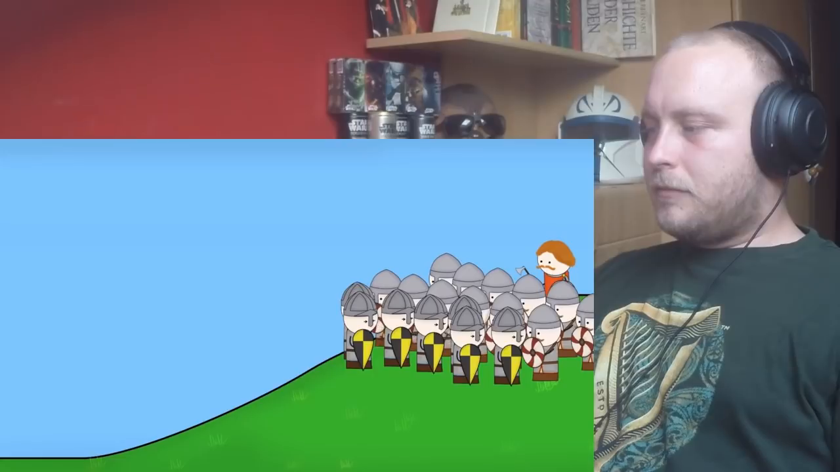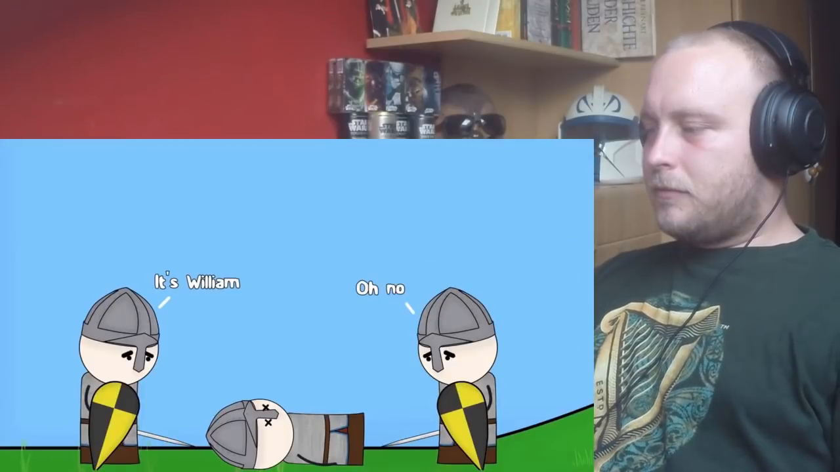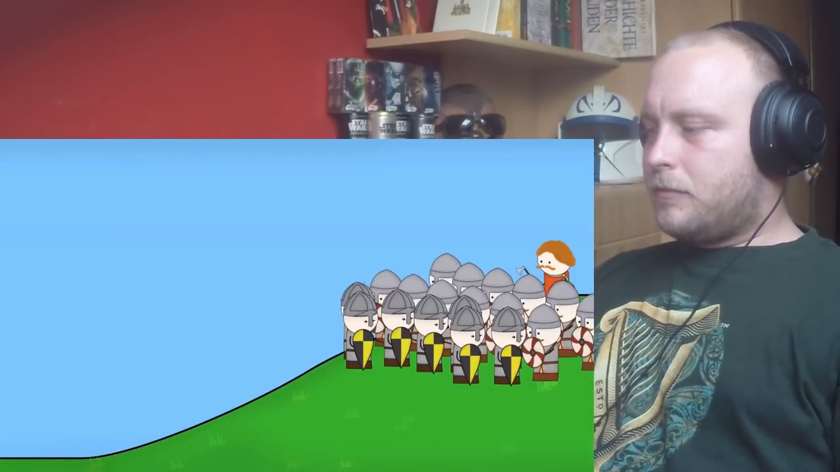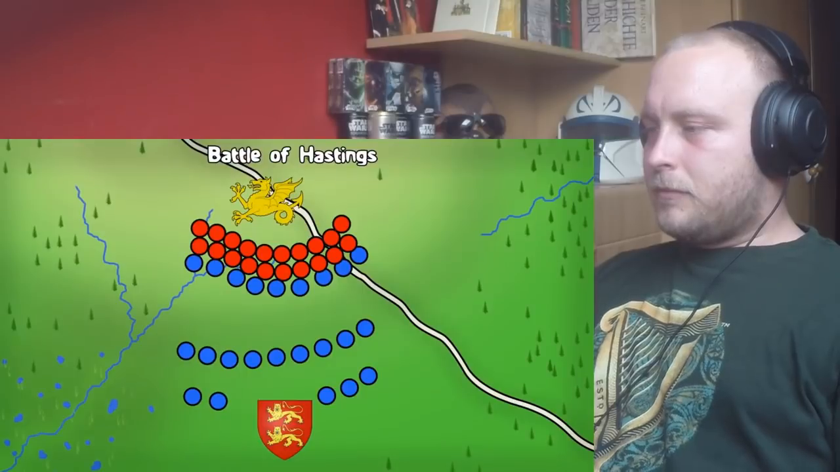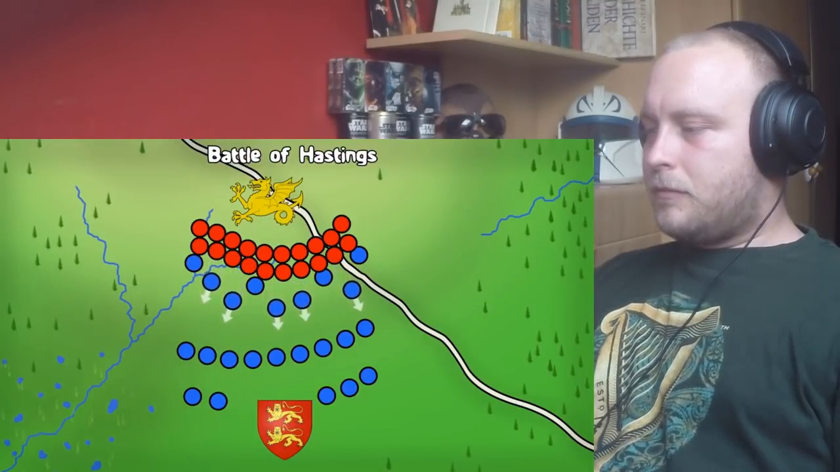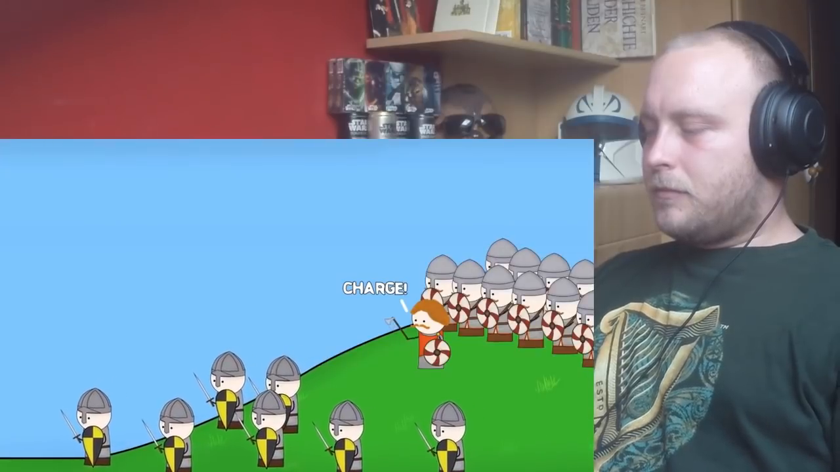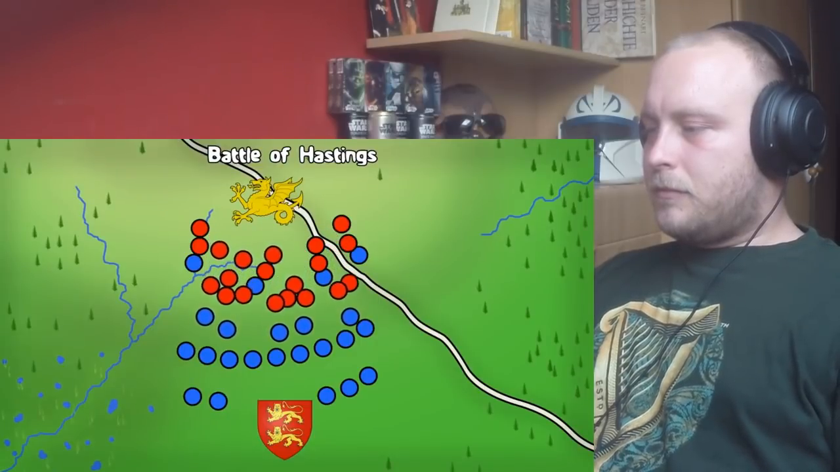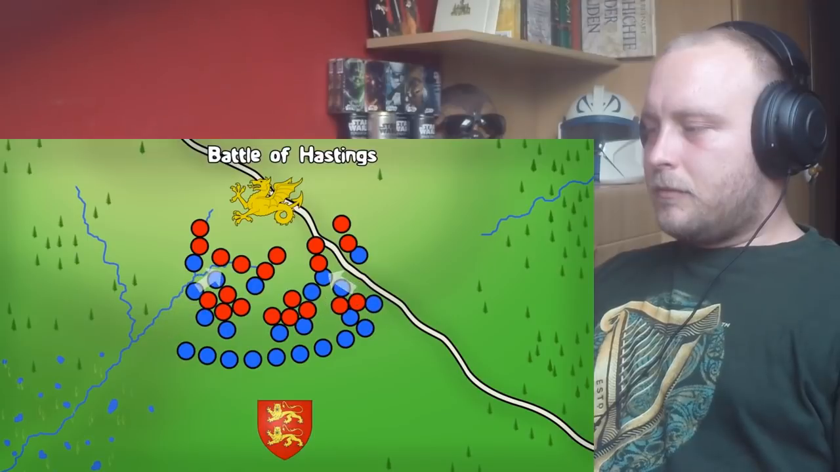But then something a bit strange happened. It's possible the Normans incorrectly believed William had been killed. Maybe they lost their will to fight against the shield wall, or maybe it was an intentional deception tactic. But suddenly, the Norman forces turned and ran away from the English. Believing they had won, the English broke their shield wall and chased down the retreating Normans, who then turned around, encircled the English troops, and cut them down.